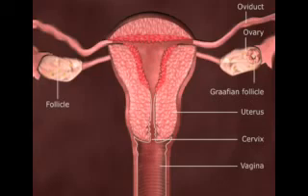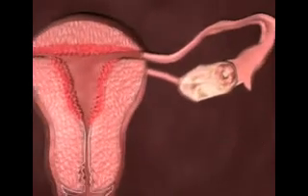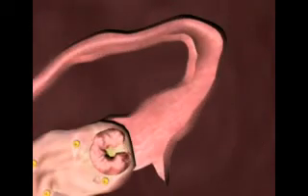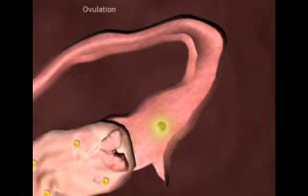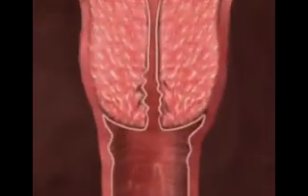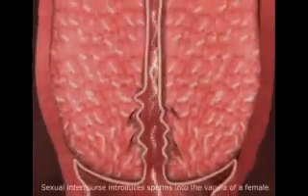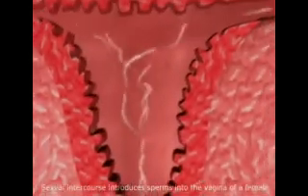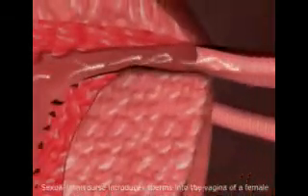Human sperm are introduced into the body of the female during sexual intercourse. They swim with the help of their tails, making their way through the vagina, cervix, uterus, and into the oviduct. Sperm have to travel a long distance to reach the egg in the oviduct. Many of them never reach at all.